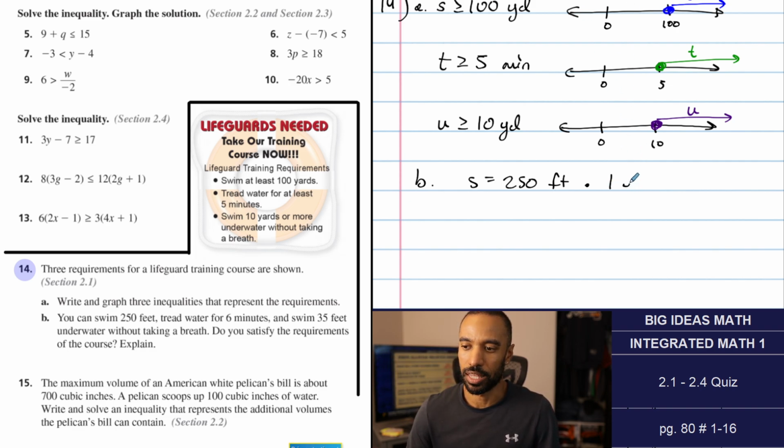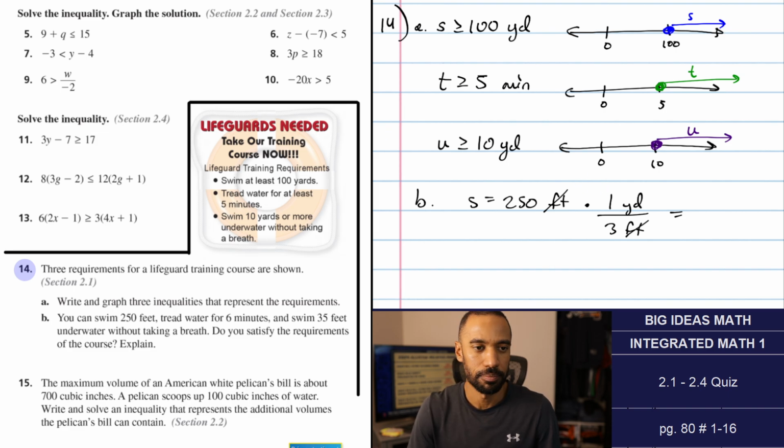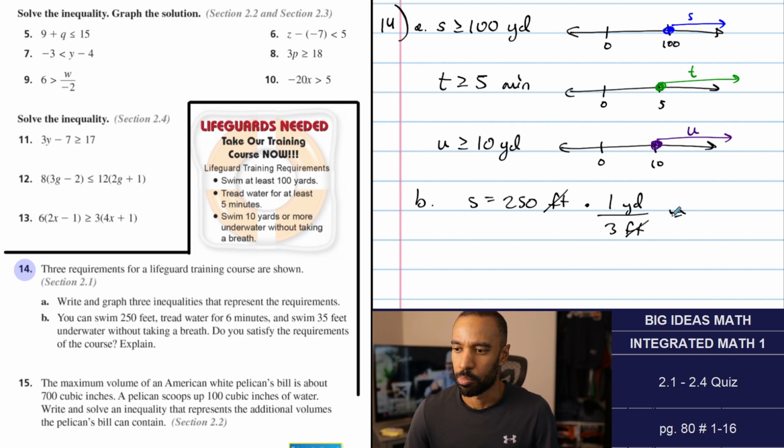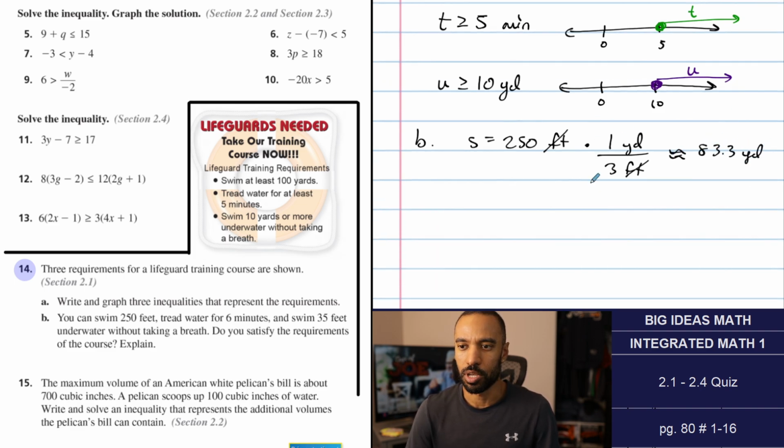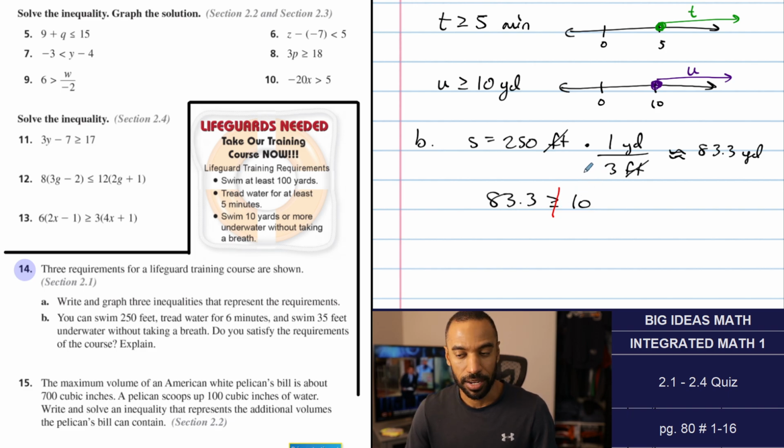Let's do it like the textbook would do a conversion. 1 yard is every 3 feet. That means we do 250 divided by 3. 250 over 3 is 83.3 repeating, so approximately 83.3 yards. Now, when it comes to the first comparison, 83.3 is not greater than or equal to 100. Automatically, we can answer: did we satisfy the requirements? The answer is already no.